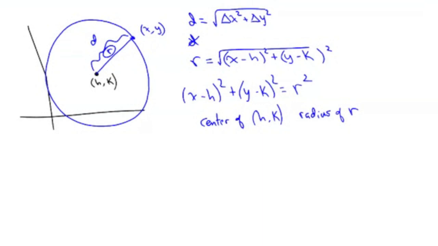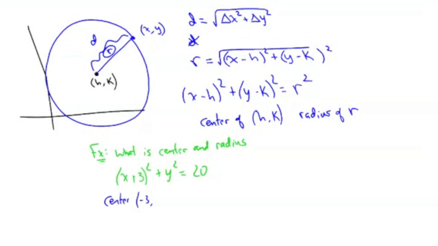3. So for instance, simple example. What is the center and radius of that circle? And I know it's a circle because it's one x squared and one y squared. So what's the center? Negative 3, 0. Why is it 0? Because this could be written as y minus 0 all squared. Radius? It's going to be 2.